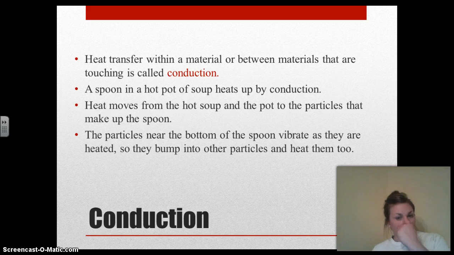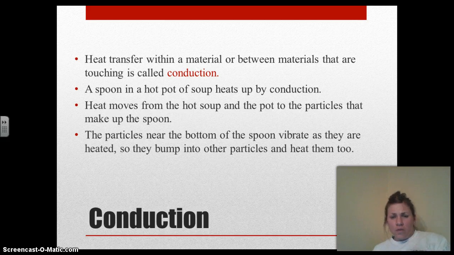The particles near the bottom of the spoon vibrate as they are heated, so they bump into each other. As particles are heated and cooled, they are going to either speed up or slow down. As they're heated, they start moving faster and bump into each other, and this vibration is going to spread that heat and those energy molecules.